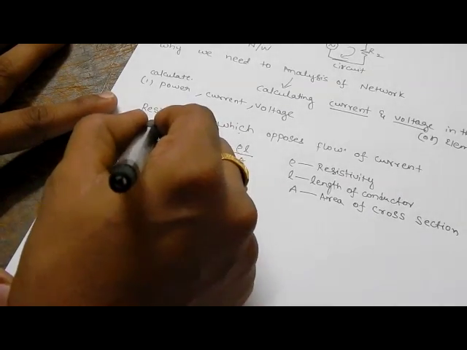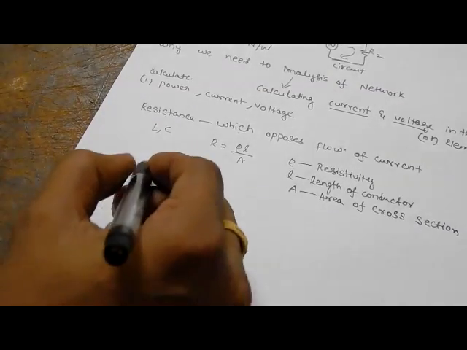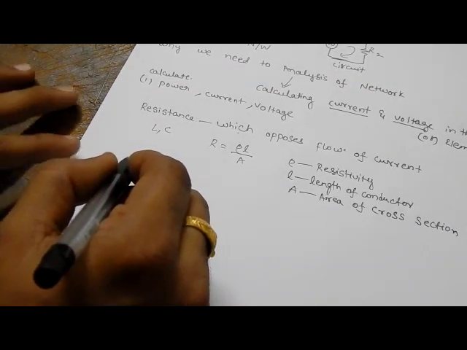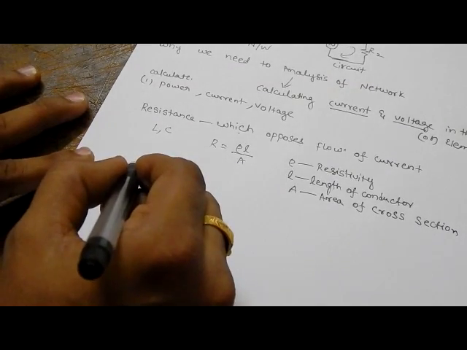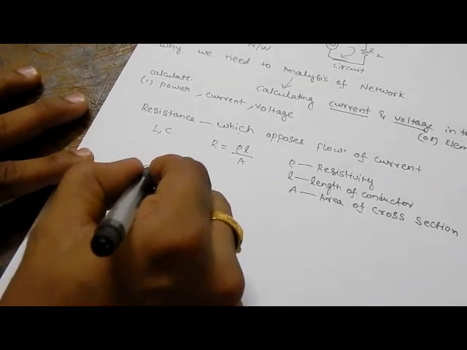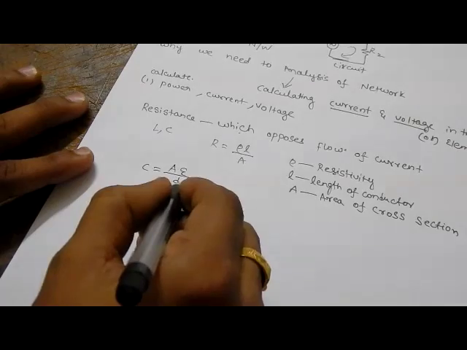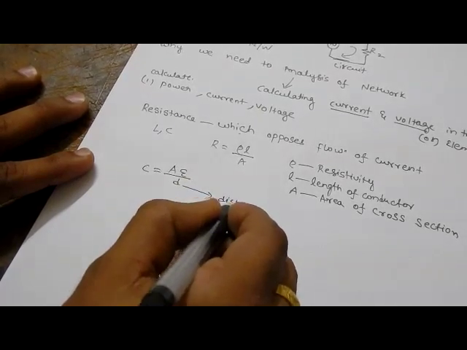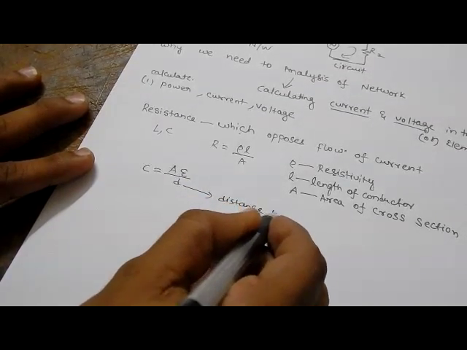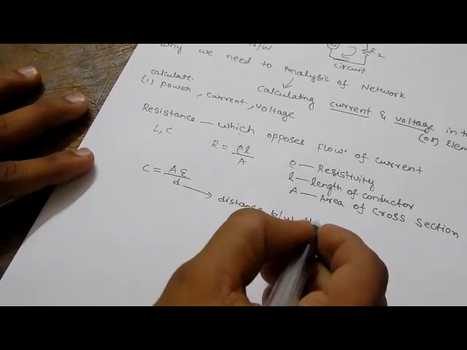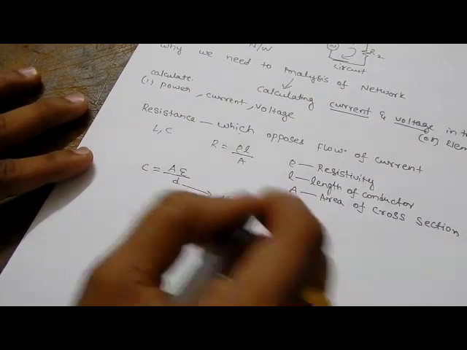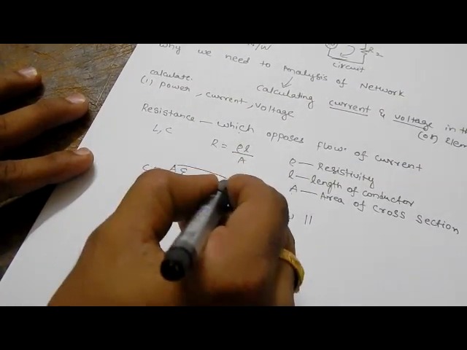And the remaining things are the inductance and capacitance. You know the formulas for inductance and capacitance. So C is equal to A epsilon by d. This is the capacitance formula. Here d is the distance between the plates, and A is the area.